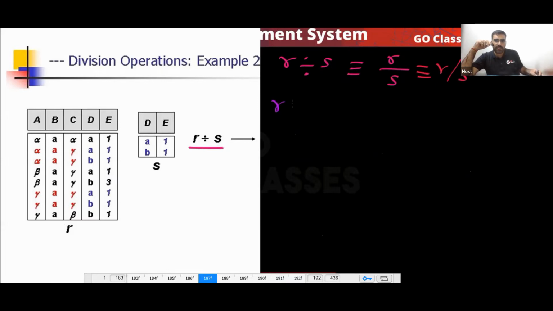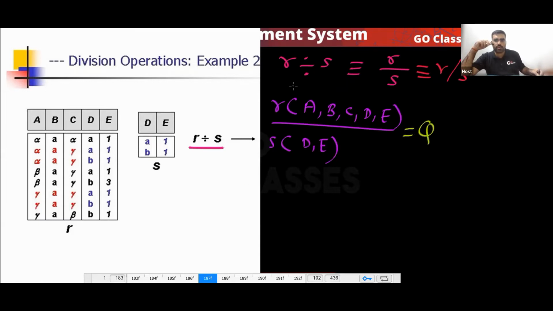In R, what do you have? In relation R, you have A, B, C, D, E. These things you have. In S, what do you have? In S, you have D, E. Tell me a very simple point I want to ask. What should be the schema of Q, the output? What should be the schema of Q?